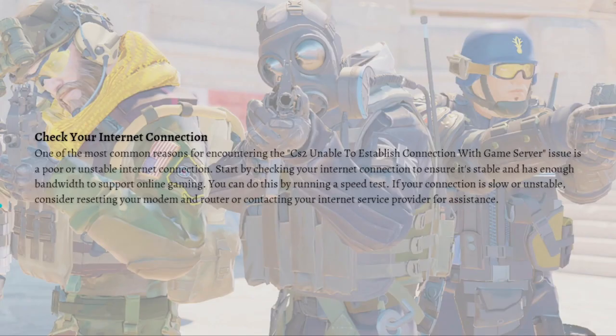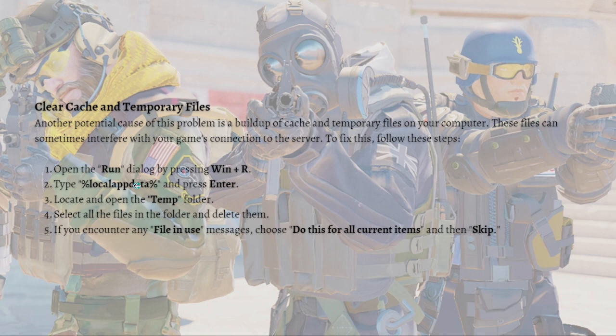So first, you can simply check your internet connection. One of the most common reasons for encountering the CS2 "unable to establish connection with game server" issue is a poor or unstable internet connection. So start by checking your internet connection to ensure it is stable and has enough bandwidth to support online gaming. You can do this by running a speed test. If your connection is slow or unstable, consider resetting your modem and router or contacting your internet service provider for assistance.